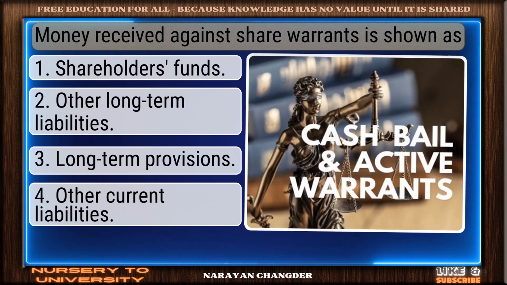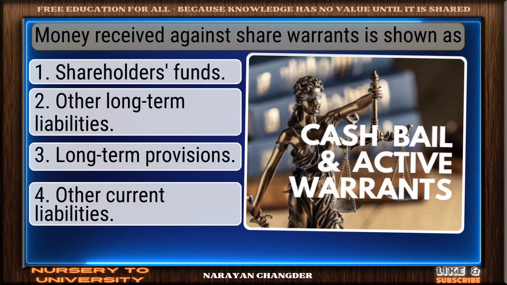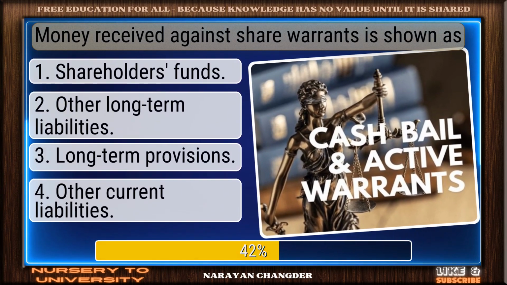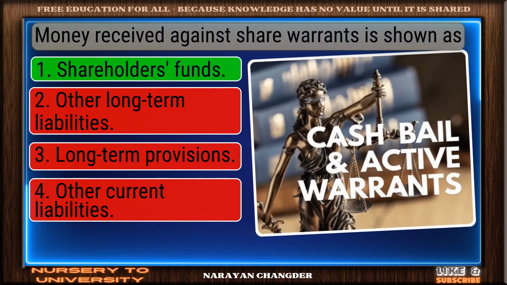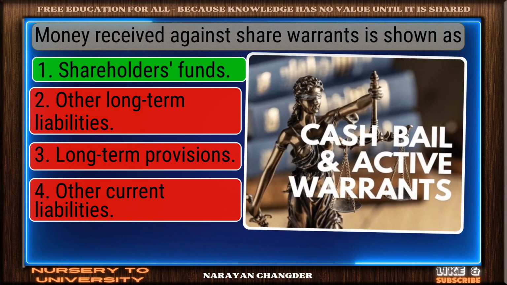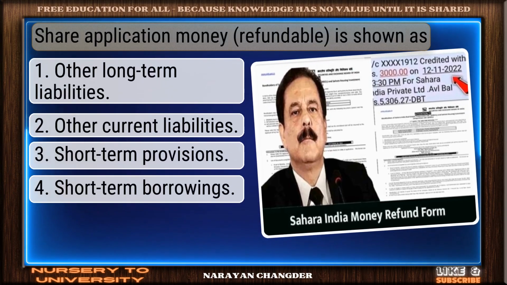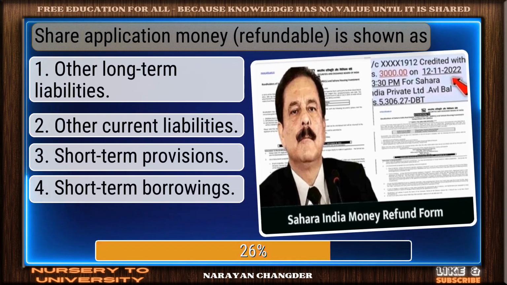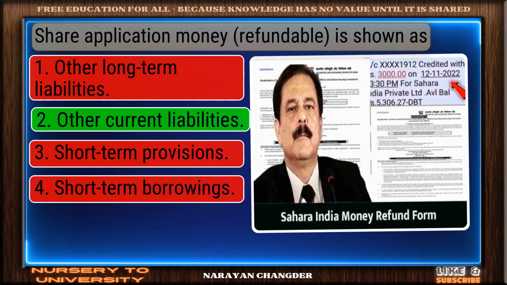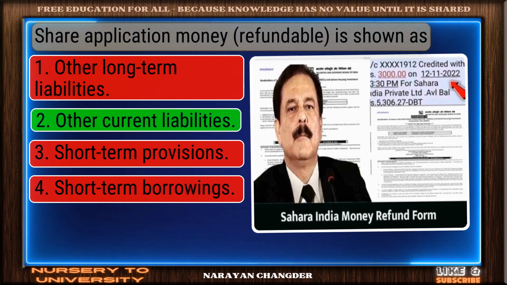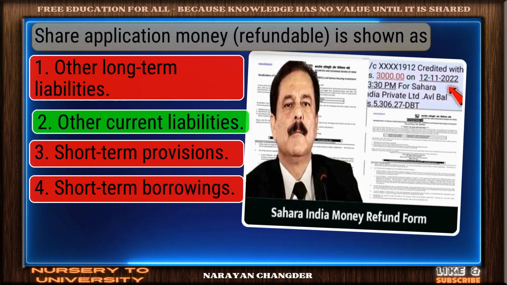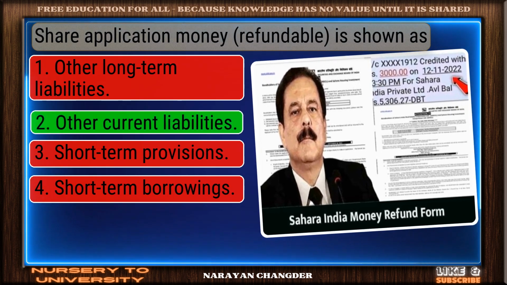Money received against share warrants is shown as. Smart move. Shareholders' funds is an accurate answer. Share application money is shown as. You got it. Your choice other current liabilities is right.